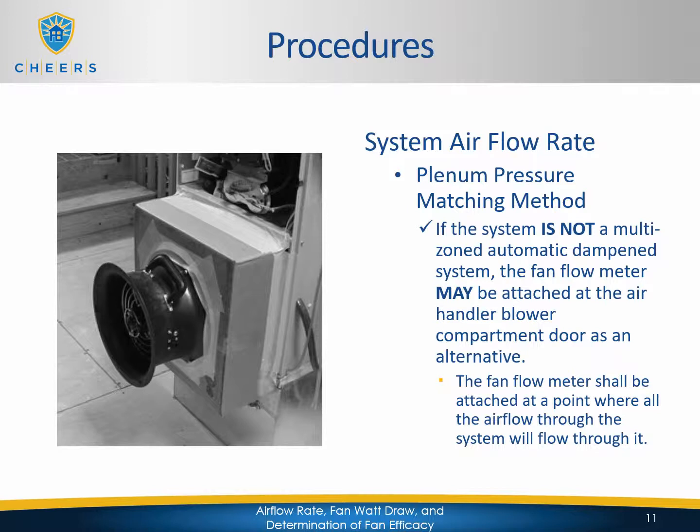If the system is not a multi-zone automatic damper system, the fan flow meter may be attached at the air handler blower compartment door as an alternative. It doesn't have to be attached in any one particular way. The fan flow meter shall be attached at a point where the airflow through the system will flow through it.